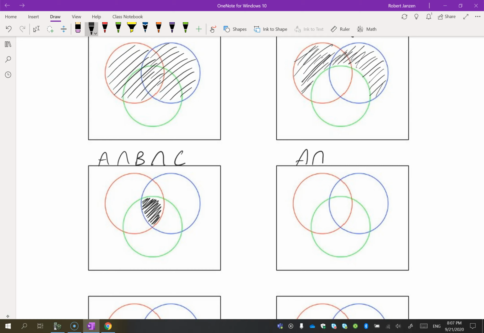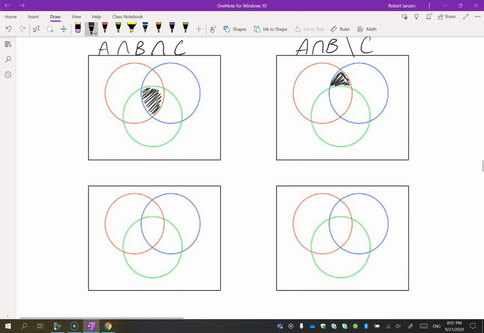Let's try A intersection B, not C. So here's the intersection of A and B. But if we go not C, then you're going to have to stop before you get to C. So that's going to be just in this little area. Okay, can you do A and C, not B? Okay, so that's going to be A and C. This is A and C, but if we don't include B, then you're only going to have this part right here.